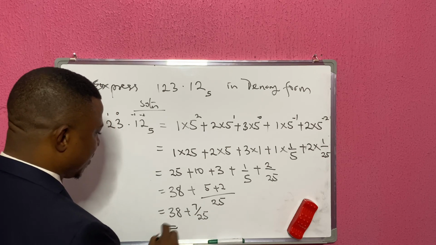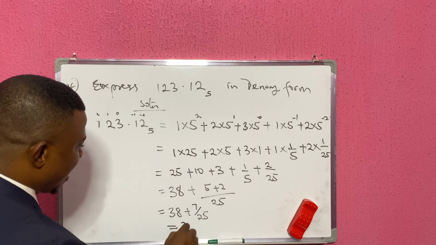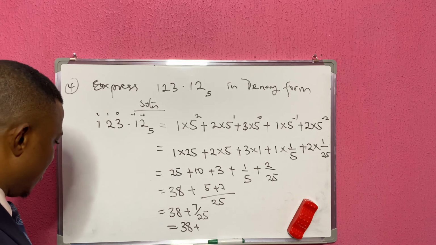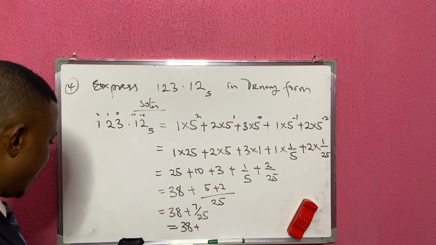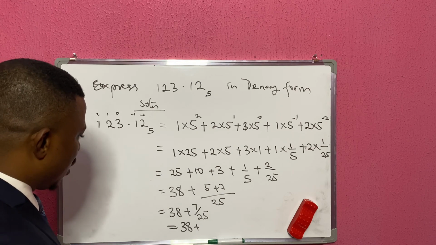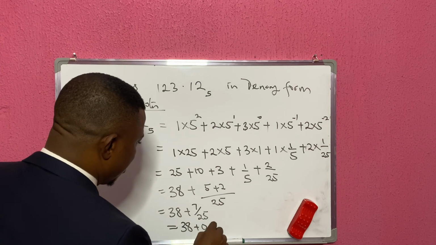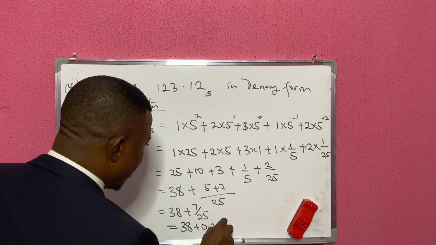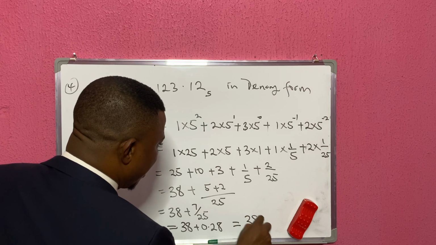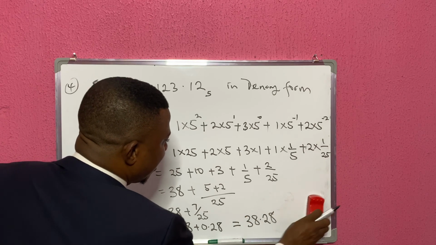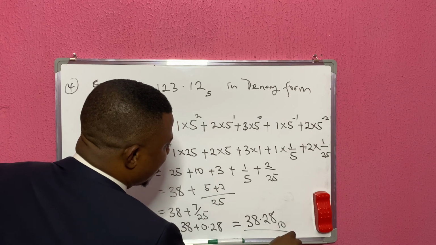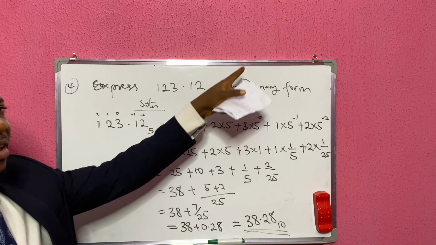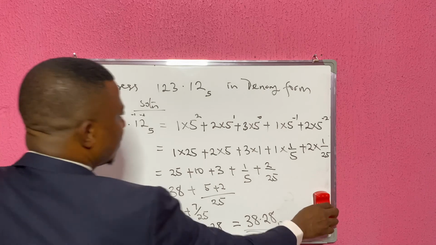This will give us 38 plus, we will divide 7 by 25. 7 divided by 25, you have 0.28. This will give us 38.28 in base 10. This is your answer. You have converted this to a number in base 10, that's in denary form. I hope it's very clear.